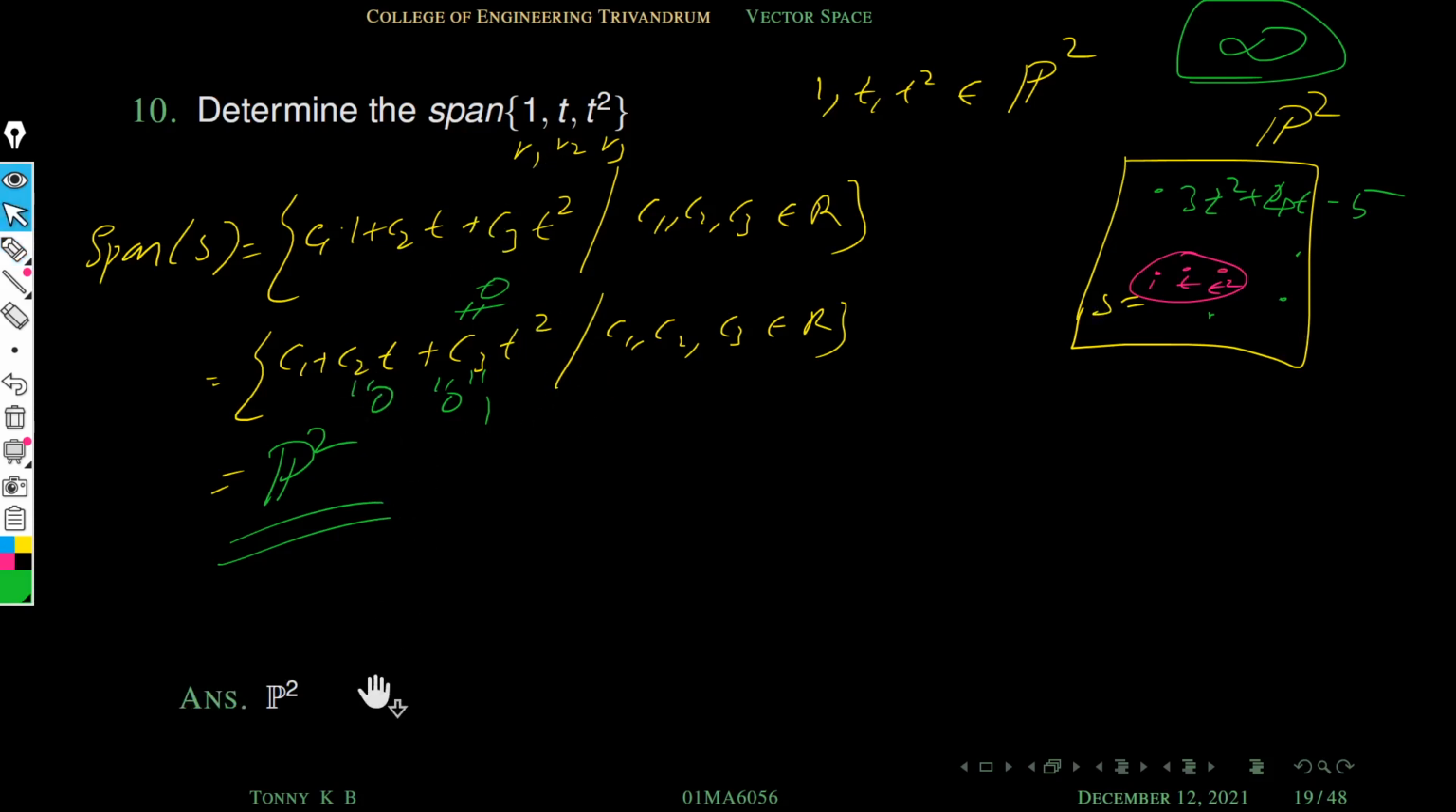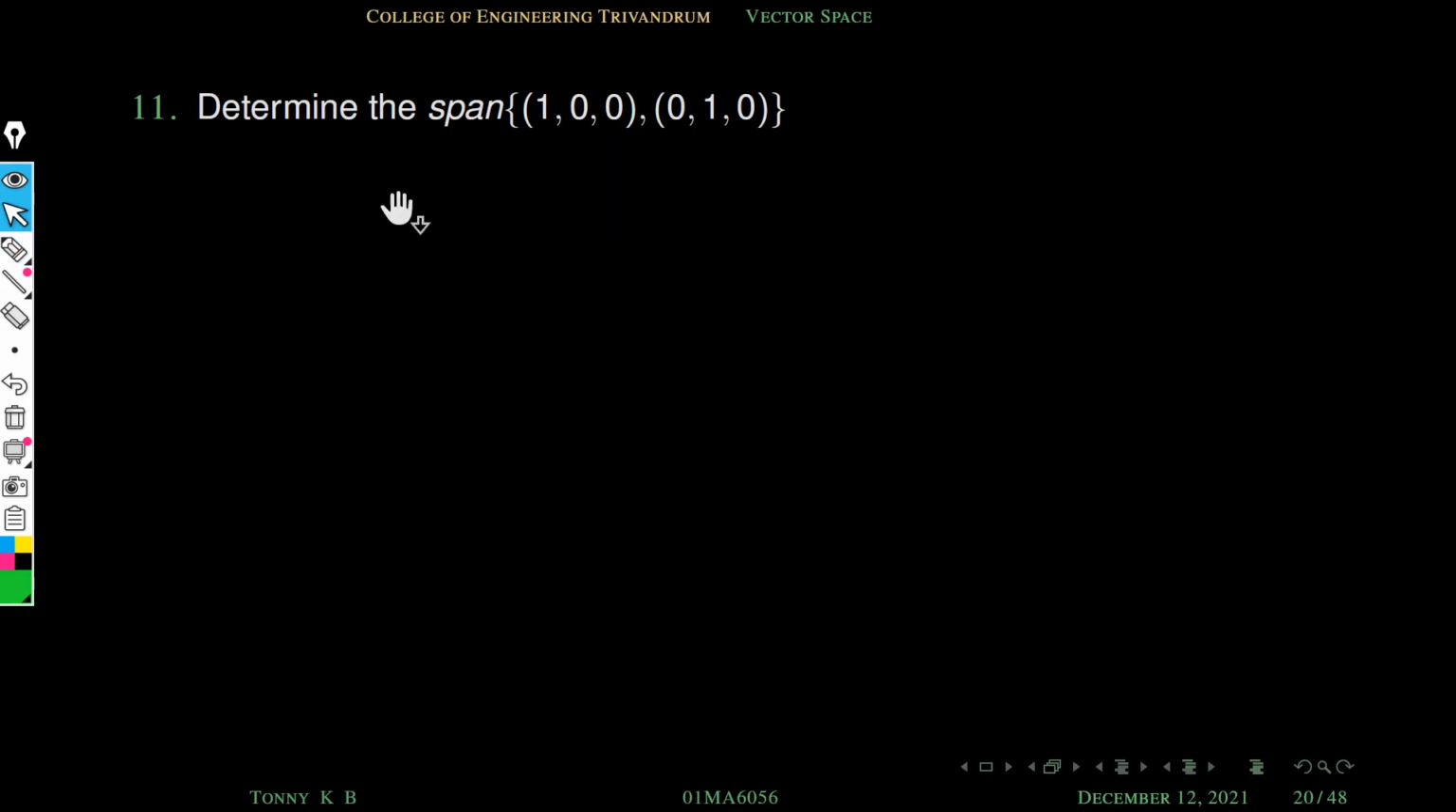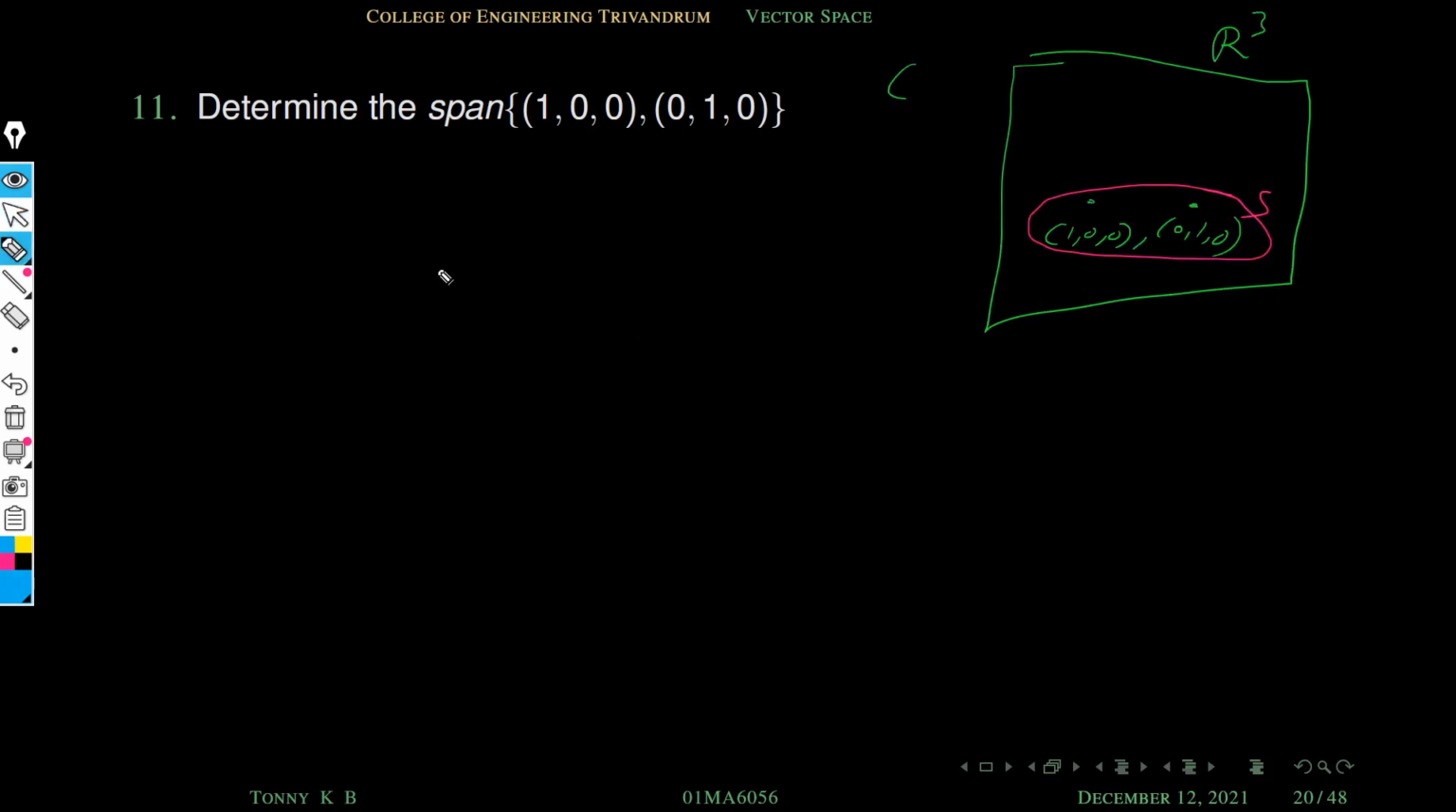Yes, this spanning set is P2. Next problem. Determine the span of (1, 0, 0) and (0, 1, 0). It is clear that these two vectors are from which vector space? Yes, it is clear that these two vectors belong to R3. So R3 is our original vector space, and these two vectors are elements from this vector space.